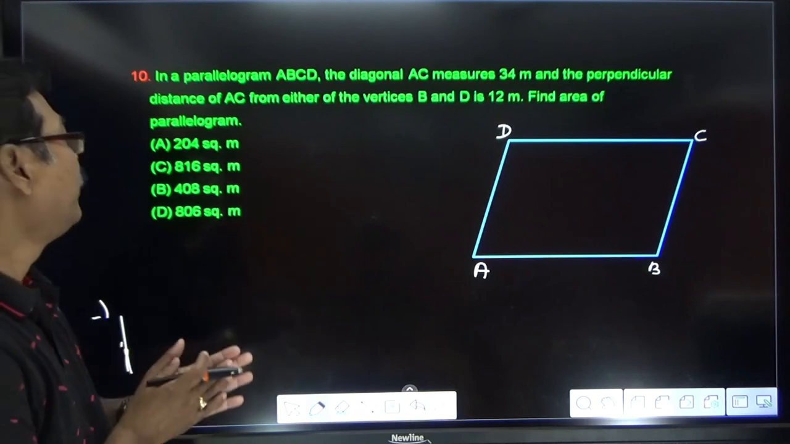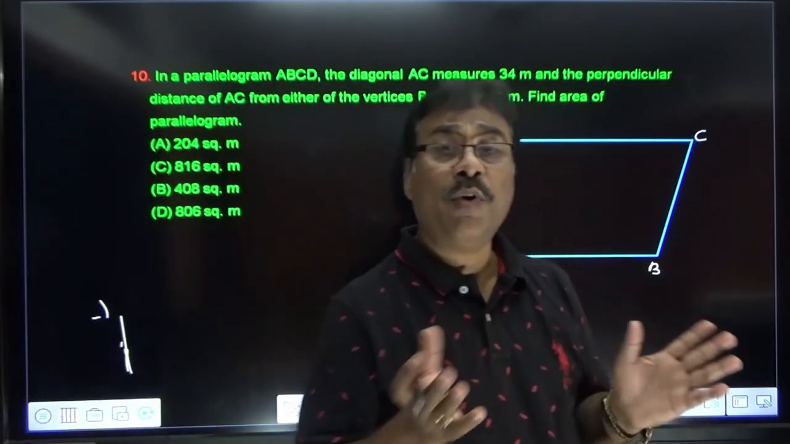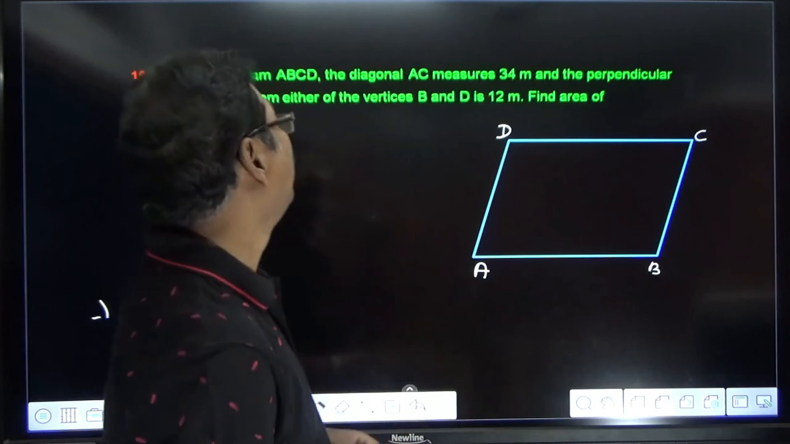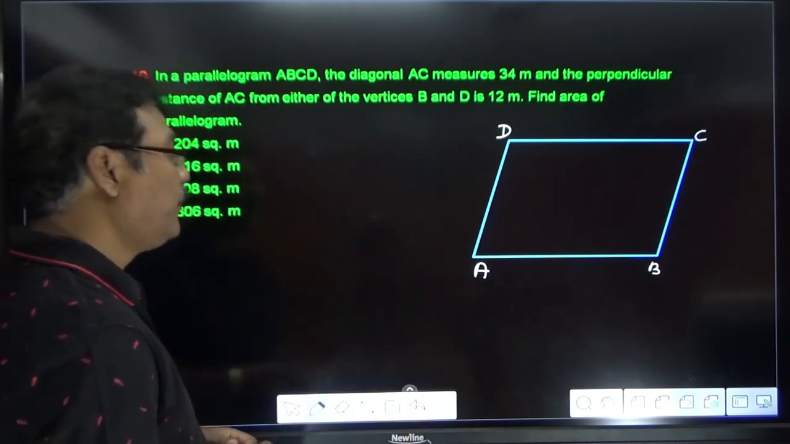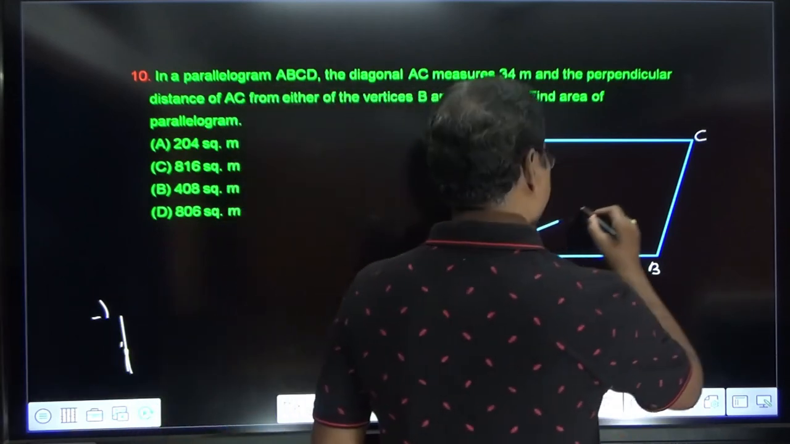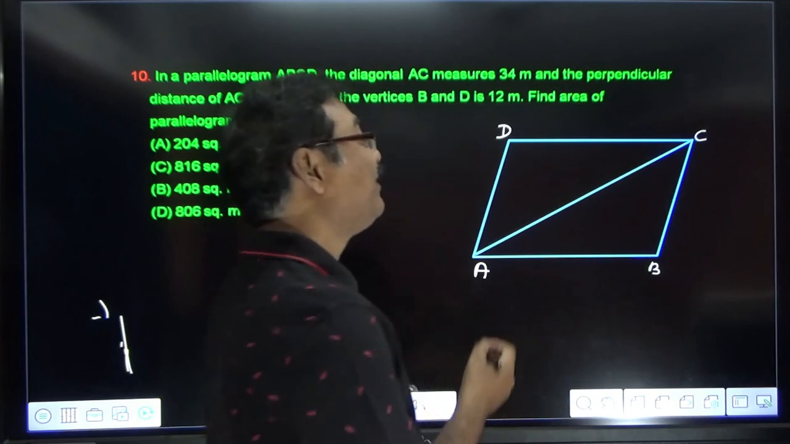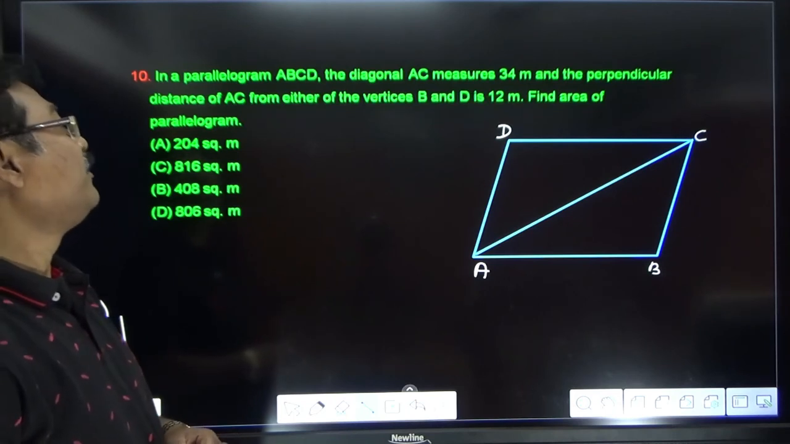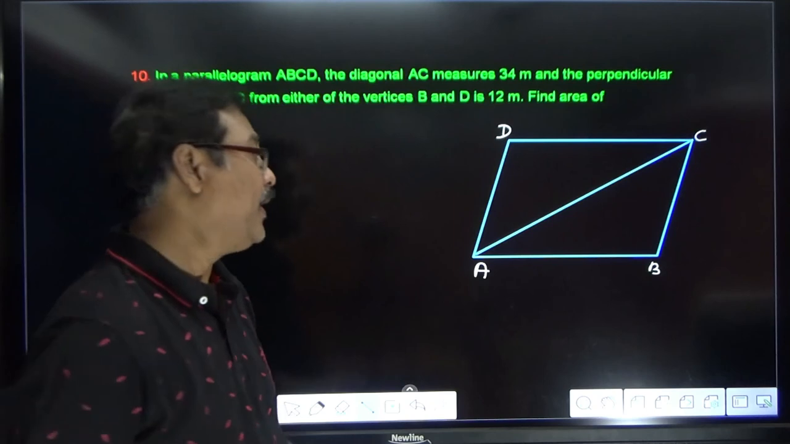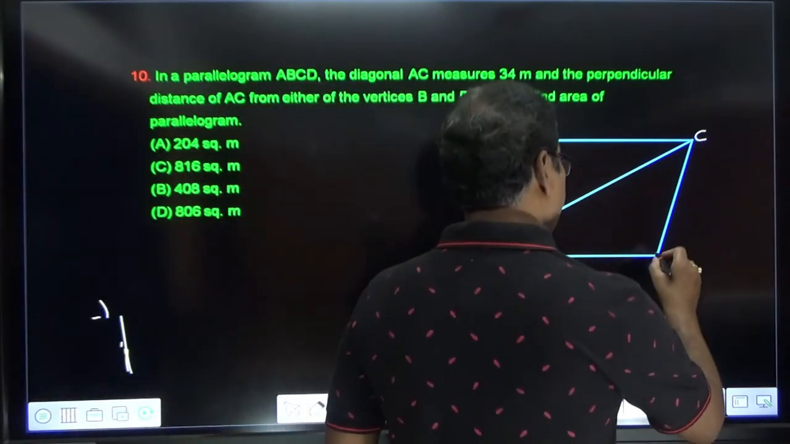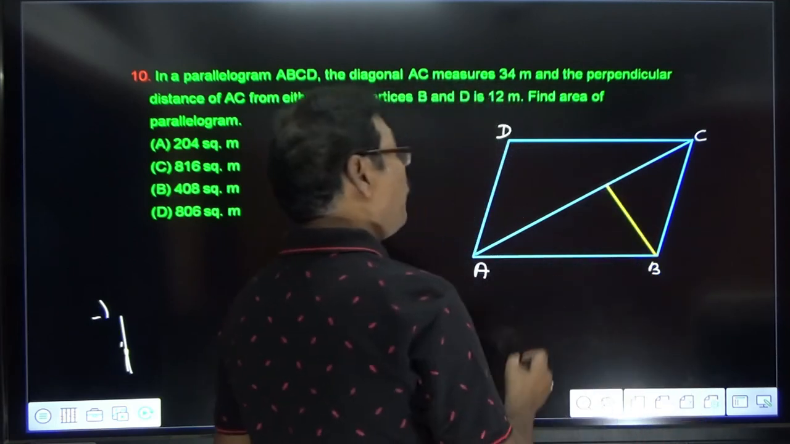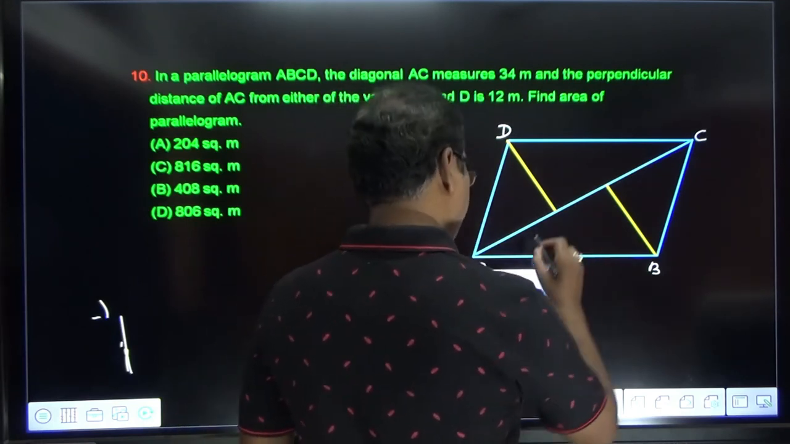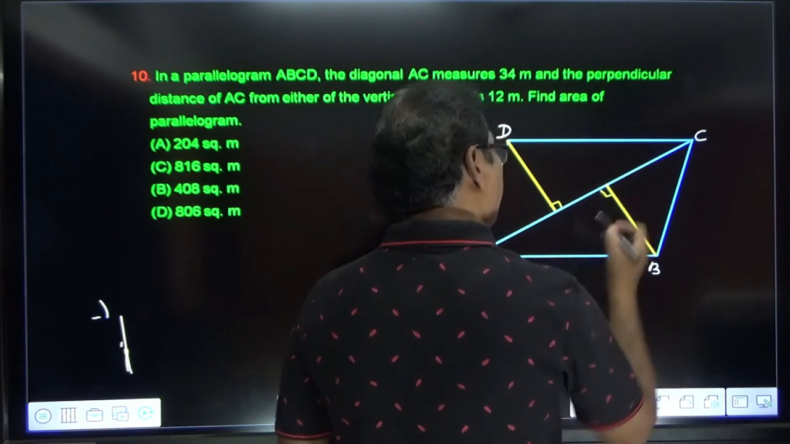Okay? Right? Alright. Now let's come to the next one. What is given? Let us see. In a parallelogram ABCD, you can see this parallelogram, the diagonal AC measures 34 meter. If I join this and this, this is the diagonal AC and its length is 34 centimeter. And the perpendicular distance of AC from either of the vertices B and D: from B, if I drop a perpendicular, it comes something like this, and from D, if I drop a perpendicular, it comes something like this. These are perpendiculars.